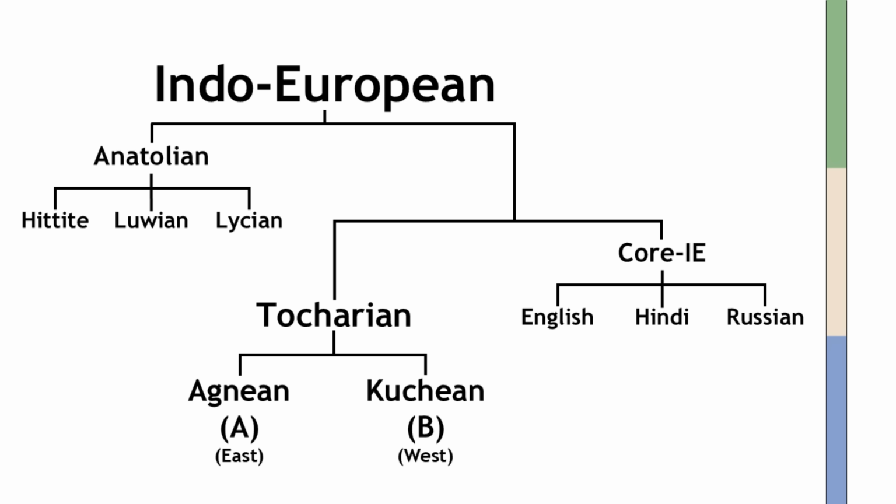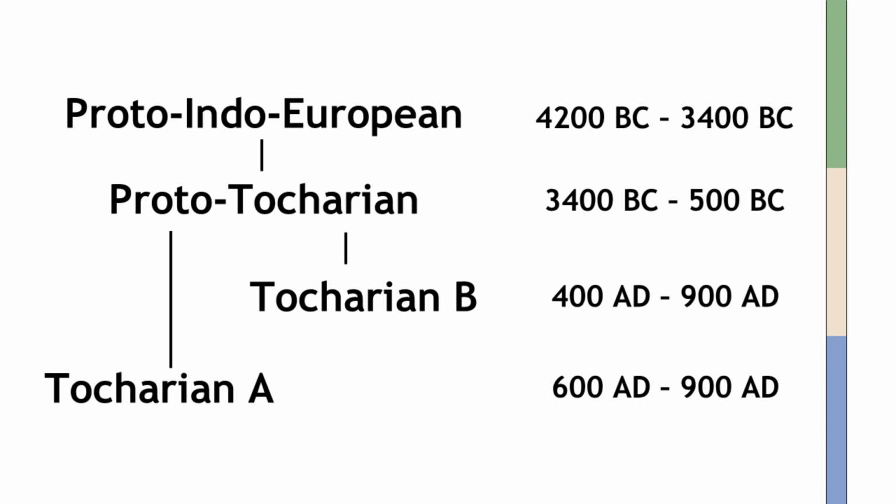Spoken in the north of the Tarim Basin of Central Asia, the Tocharian family was composed of 2 languages, which are conventionally referred to as A and B, although the names Agnian and Kuchian, or East and West Tocharian respectively, are sometimes used instead. These share a common ancestor, Proto-Tocharian, which was spoken until around 500 BC, at which point the 2 daughters likely began to diverge.